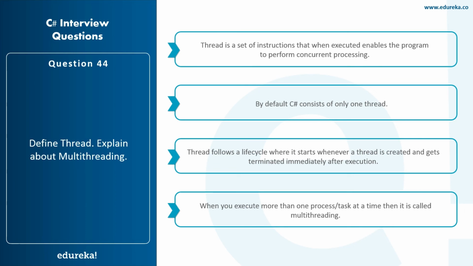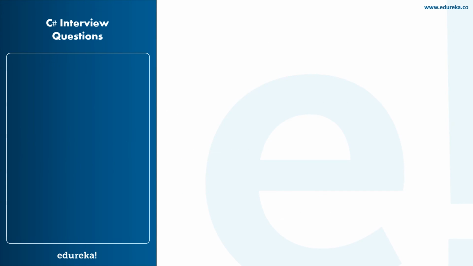Thread also follows a life cycle, where it starts whenever a thread is created and gets terminated immediately after the execution. When you execute more than one process or task at a time, then it is called multi-threading. So this was it about multi-threading, guys. Threads are created by extending the Thread class, and a Start method generally marks the beginning of the thread execution.